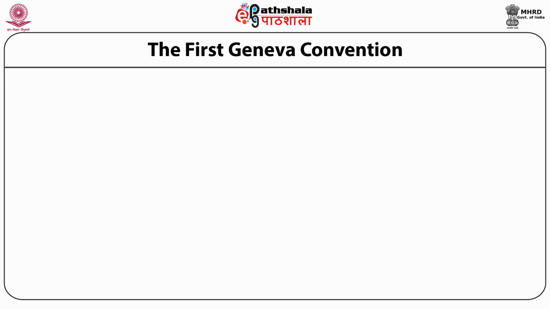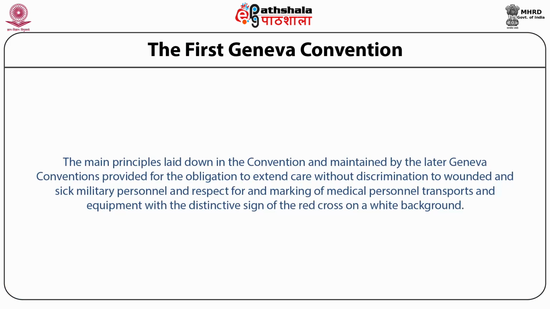What does the Geneva Convention state? The main principles laid down in the convention and maintained by the later Geneva Conventions provided for the obligation to extend care without discrimination to the wounded and sick military personnel, and respect for and marking of medical personnel, transports and equipment with the distinctive sign of the Red Cross on a white background. Therefore, these are the terms of engagement, the rules of war under the Geneva Convention.